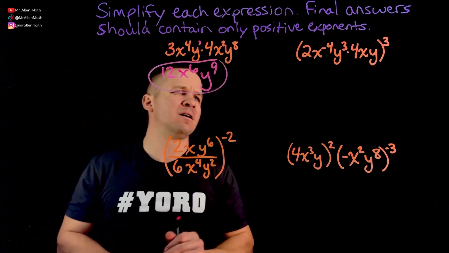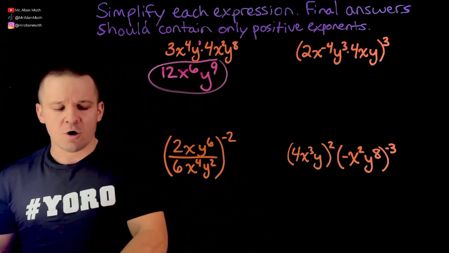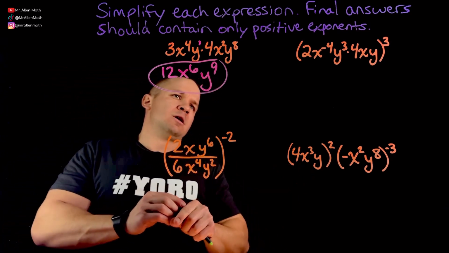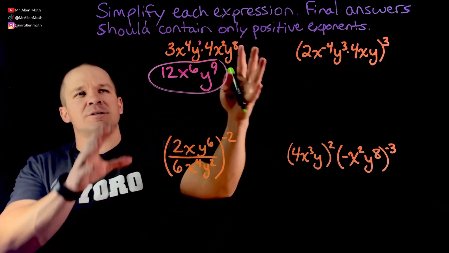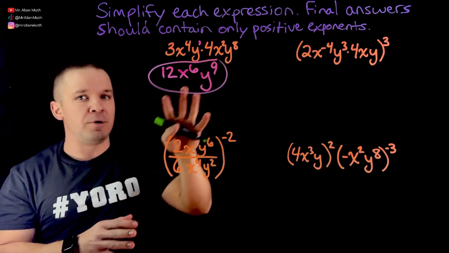Changing colors. We're going green. Here, I got a little bit more going on inside, and I got an exponent outside here. So it's kind of like this problem, but with a little more to it. So we're going to build on all these things.